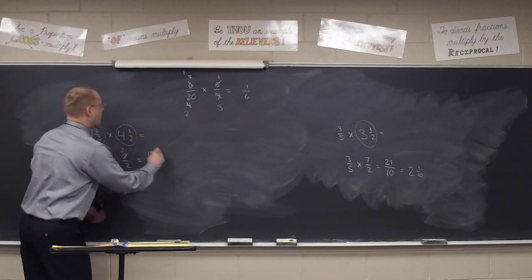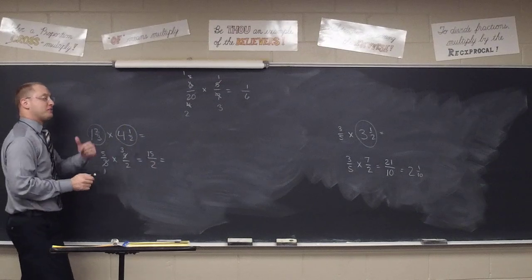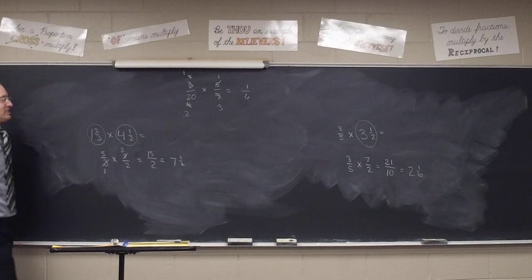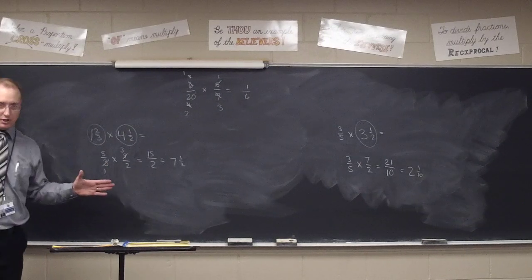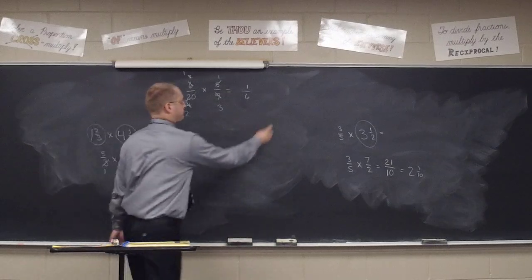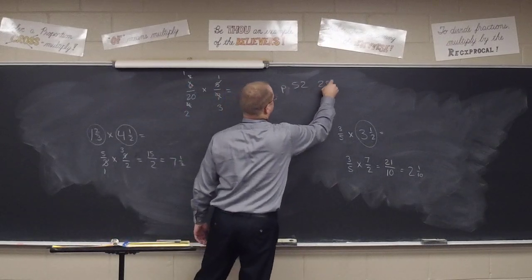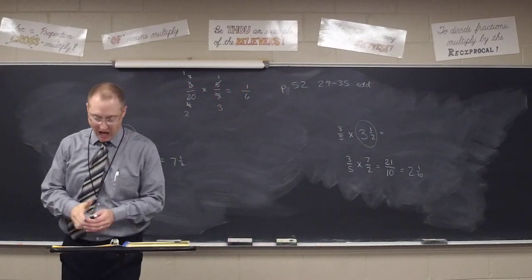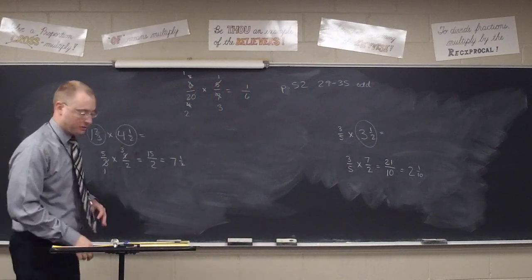2. And we don't leave our improper fraction, class. We say 2 goes into 15 7 times with 1 left over, so we get 7 and 1/2, or 7.5. Do we remember all of this from elementary school? Any questions on multiplying fractions? Page 52. I want you to do 29 to 35, the odd numbered problems as we finish out today.